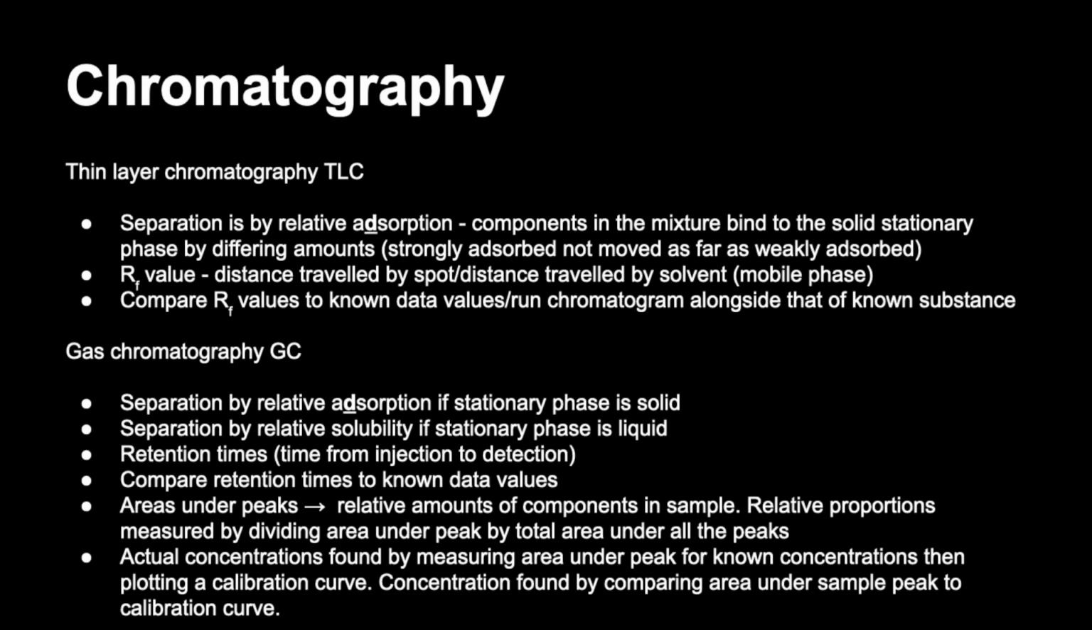If you wanted to know the actual concentration of a substance in a mixture, you would use a calibration curve. So the way you do that is you measure the area under a peak for known concentrations of that substance. You would then use that data to plot a calibration curve. Then to find the concentration of the sample in your mixture, you would compare the area under its peak with the area on the calibration curve, and obviously that correlates to a particular concentration.